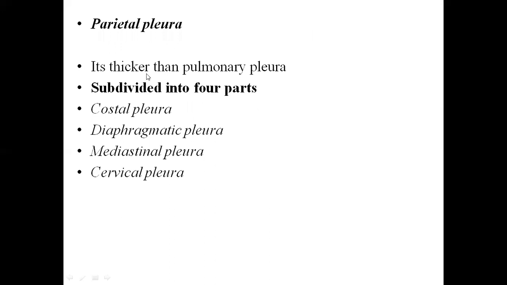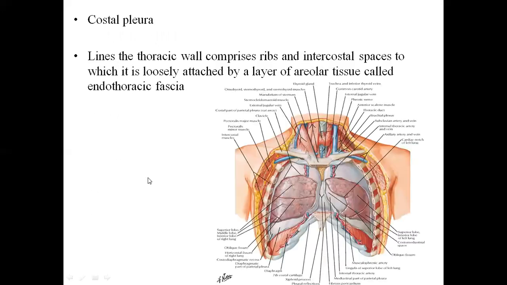Parietal pleura is comparatively thicker than the pulmonary pleura, the visceral pleura, and it is subdivided into parts. According to the place where it is located, it has been divided into four: costal pleura, diaphragmatic pleura, mediastinal pleura, and cervical pleura. Costal pleura is seen near the ribs and the costal cartilage. Diaphragmatic pleura is seen near the diaphragm. Mediastinal pleura is seen on the mediastinal surface of the lung. Cervical pleura is seen at the apex of the lung.